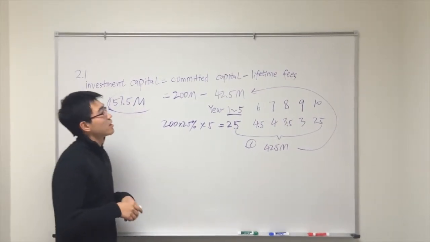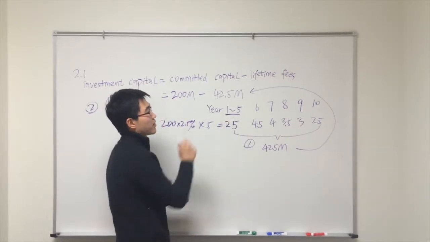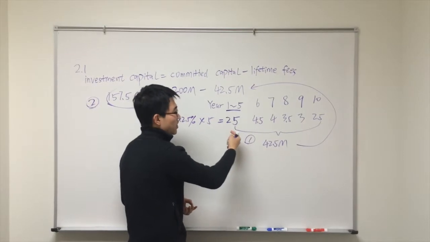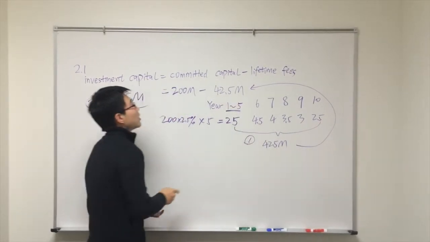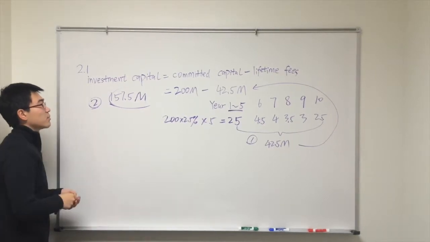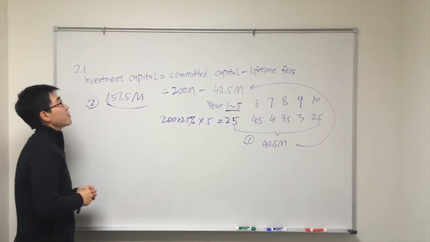For this one, first of all, we need to figure out the lifetime fees. And this is the fees for each of the months, each of the year. We sum it up, we get this number, and then we subtract it from the committed capital and get the final number of 157.5 million.